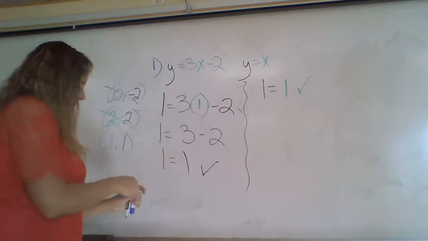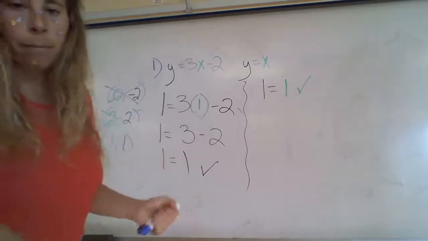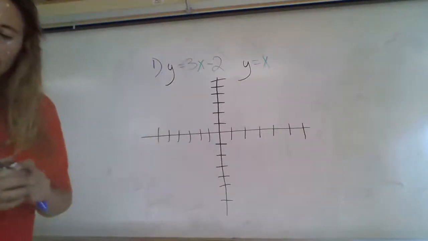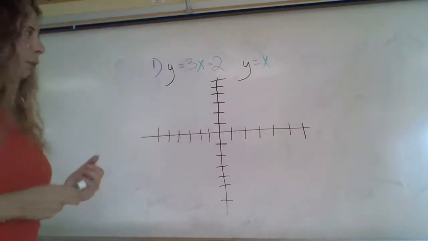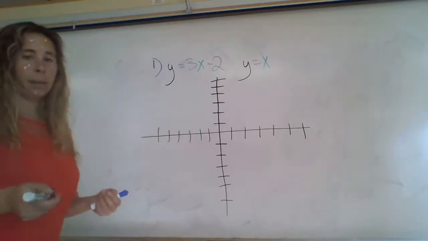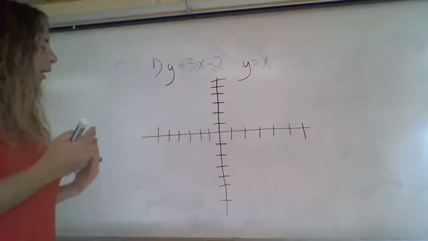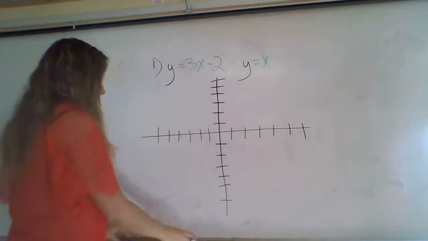Okay. Let me pause you for a second because I think we have to graph it. The second part says graph both equations and label the point of intersection to verify the solution. So what that means is our solution was (1, 1). Is that where they intersect? We're checking to make sure we're right. They should intersect at (1, 1).